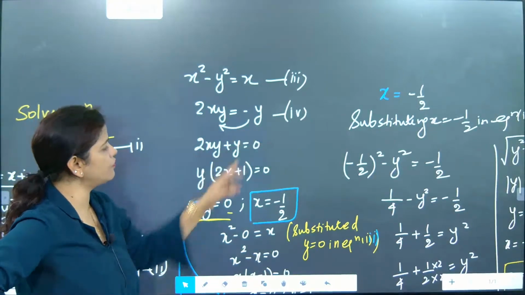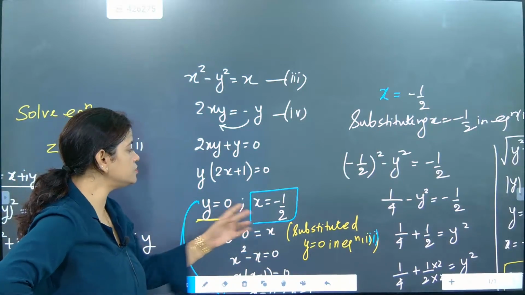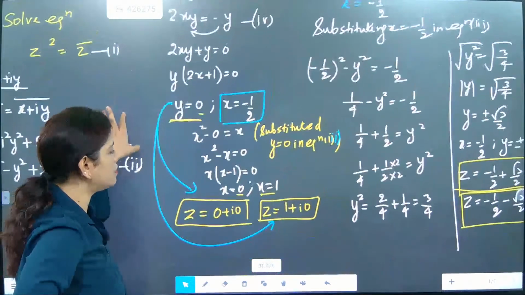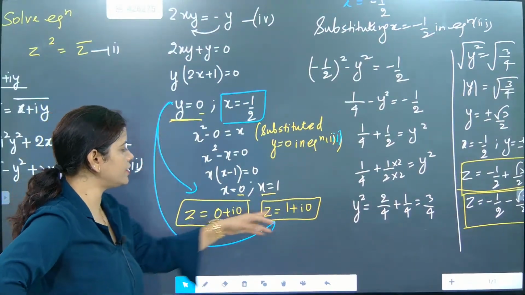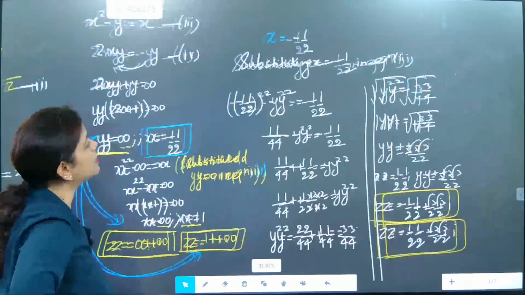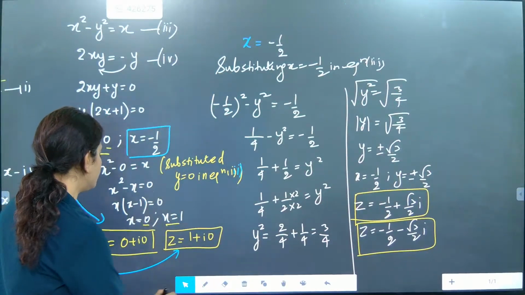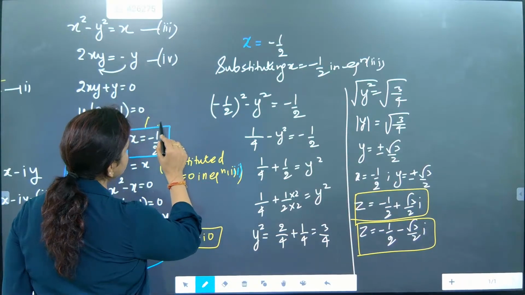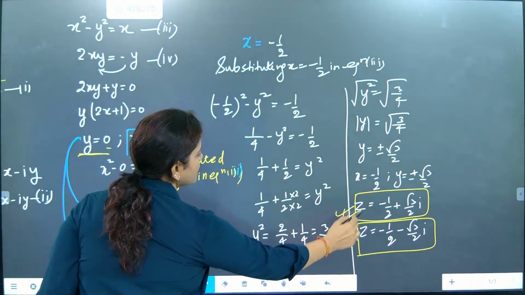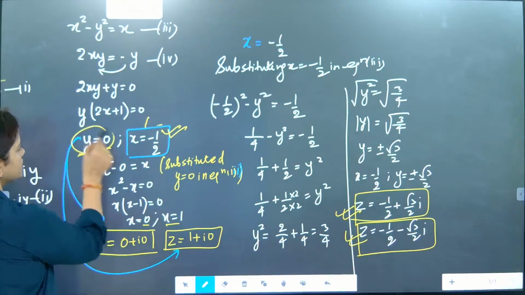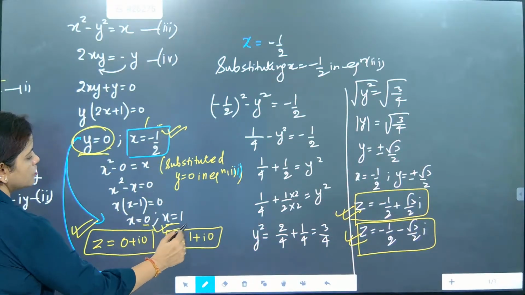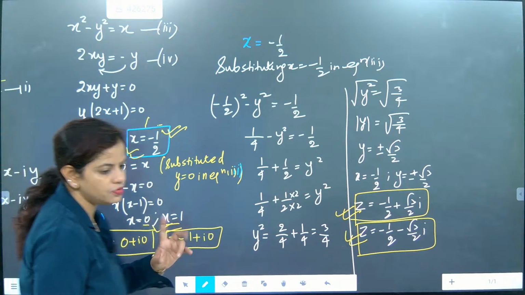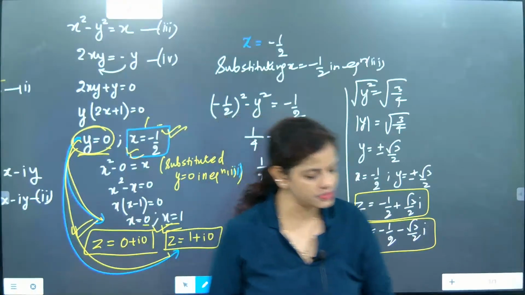With equation 4 we got two values: one time y is equal to 0, one time x is equal to minus 1 by 2. With y is equal to 0, we got two complex numbers. Then with x is equal to minus 1 by 2, we got two complex numbers, and the two complex numbers with this are this one and this one. So in total, with y is equal to 0, two complex numbers; with x is equal to minus 1 by 2, two complex numbers. So total four complex numbers we are getting here.